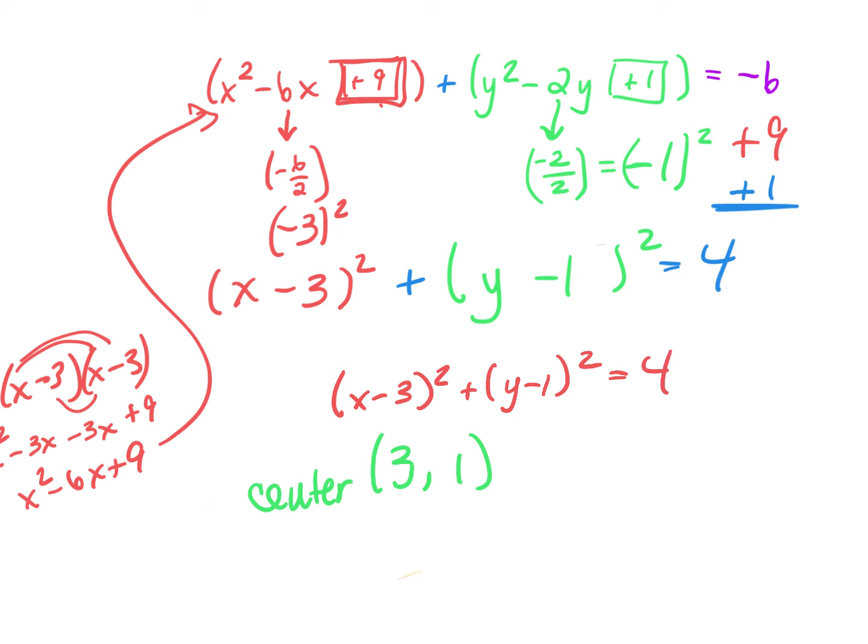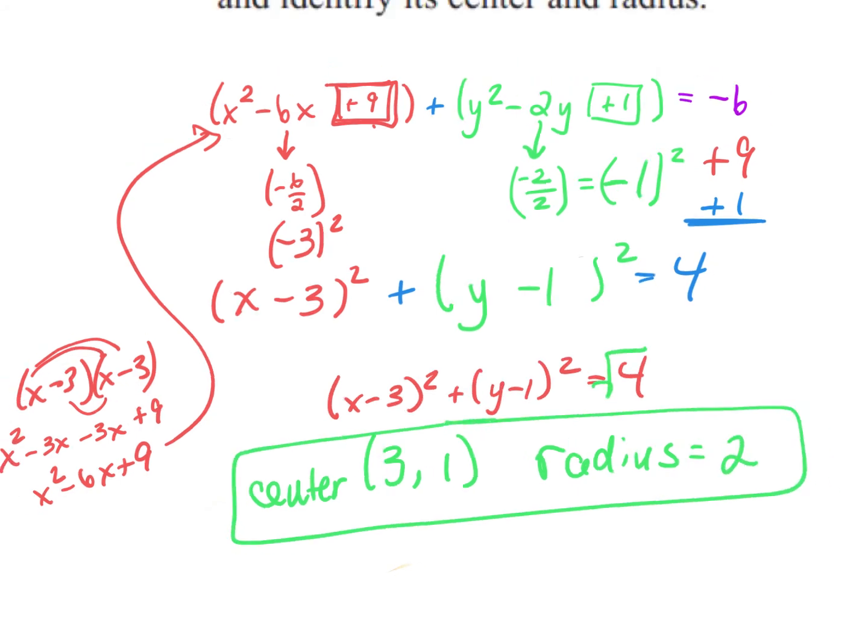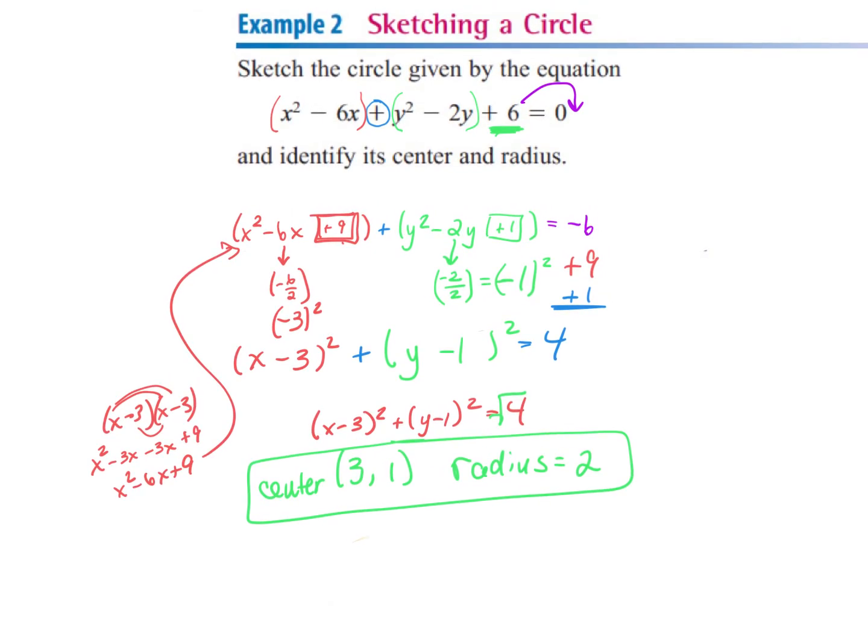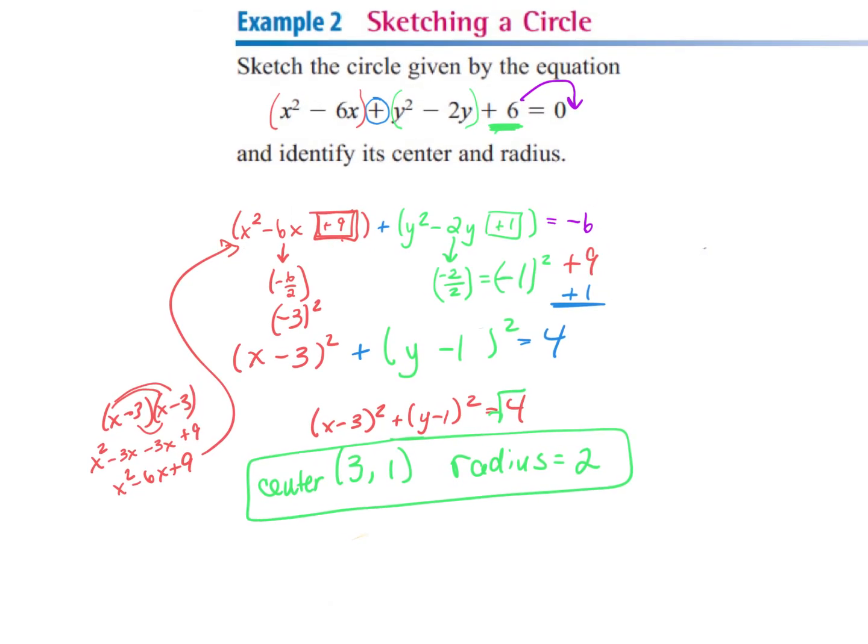Well, what's my radius? Remember, our equation of our circle is x minus h squared plus y minus k squared equals radius what? Squared. So what is the radius of this circle? No, it's radius squared. So how do you get the square to go away? You take the square root. What's the square root of 4, guys? 2. The question asks you to identify the center and the radius. There's your center, there's your radius.